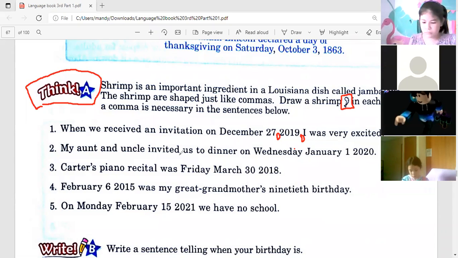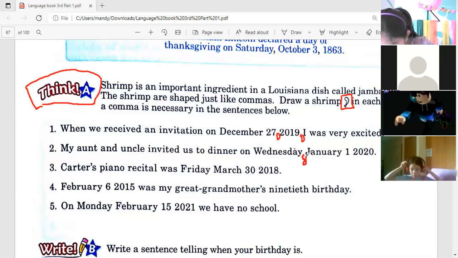Muy bien, continuamos. Number two: my aunt and uncle invited us to dinner on Wednesday, January 1st, 2020. In that case, my aunt and uncle invited us to dinner on Wednesday. We draw a little shrimp in that part. I tried to draw it, but it's not possible. Then after January 1st, in that part. Estoy intentando dibujárselo, pero no me sale. But you can do it very well. Excellent.